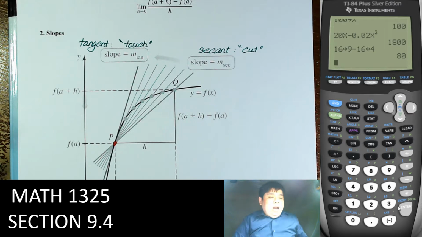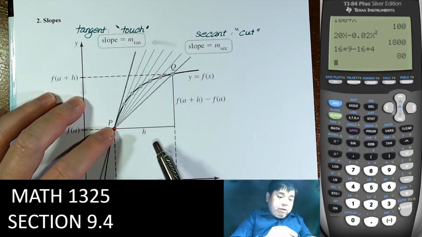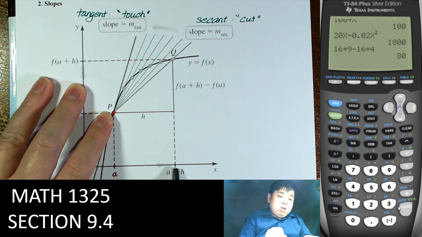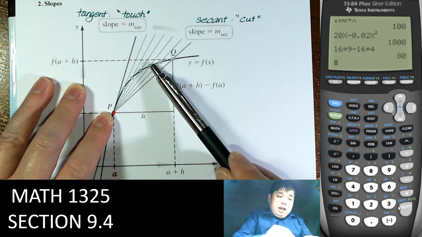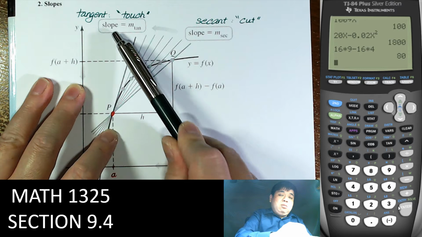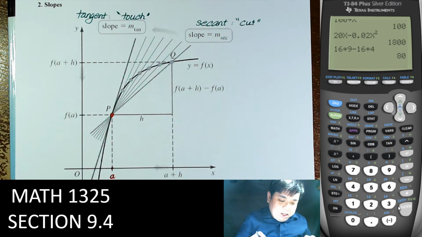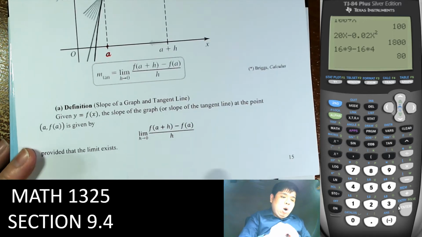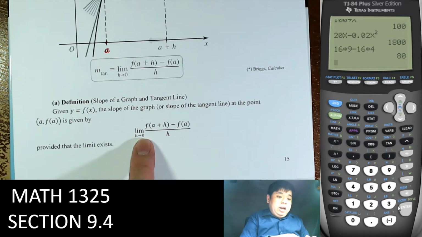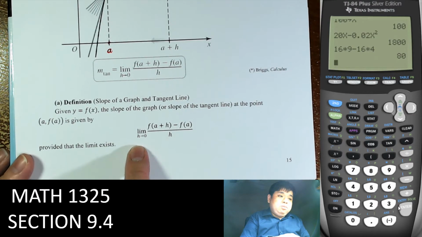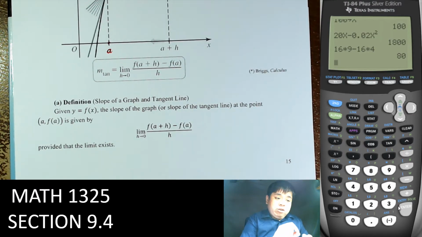Right. And finally, I just want to emphasize that again. We fix 1 point, and then we let the other point get closer and closer to it. And essentially, the secant line becomes the tangent line. The average rate of change becomes the instantaneous rate of change. So all we need to do is just throw in the limit and let h go to 0, and that is called the instantaneous rate of change, the slope of the tangent line, and later on that is also the derivative.